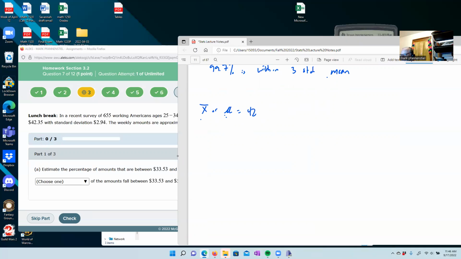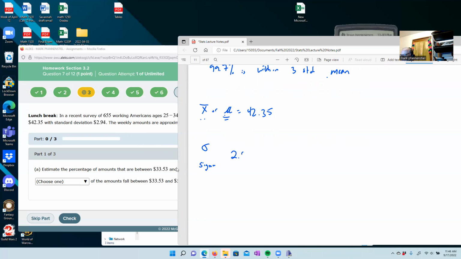So we want the average weekly amount spent on lunch, $42.35. We're going to assume this is for a mean. I think that's the way they want us to do the problem. And then they come up with the standard deviation. Remember, this is a little sigma, the Greek letter. So the standard deviation is going to be $2.94.